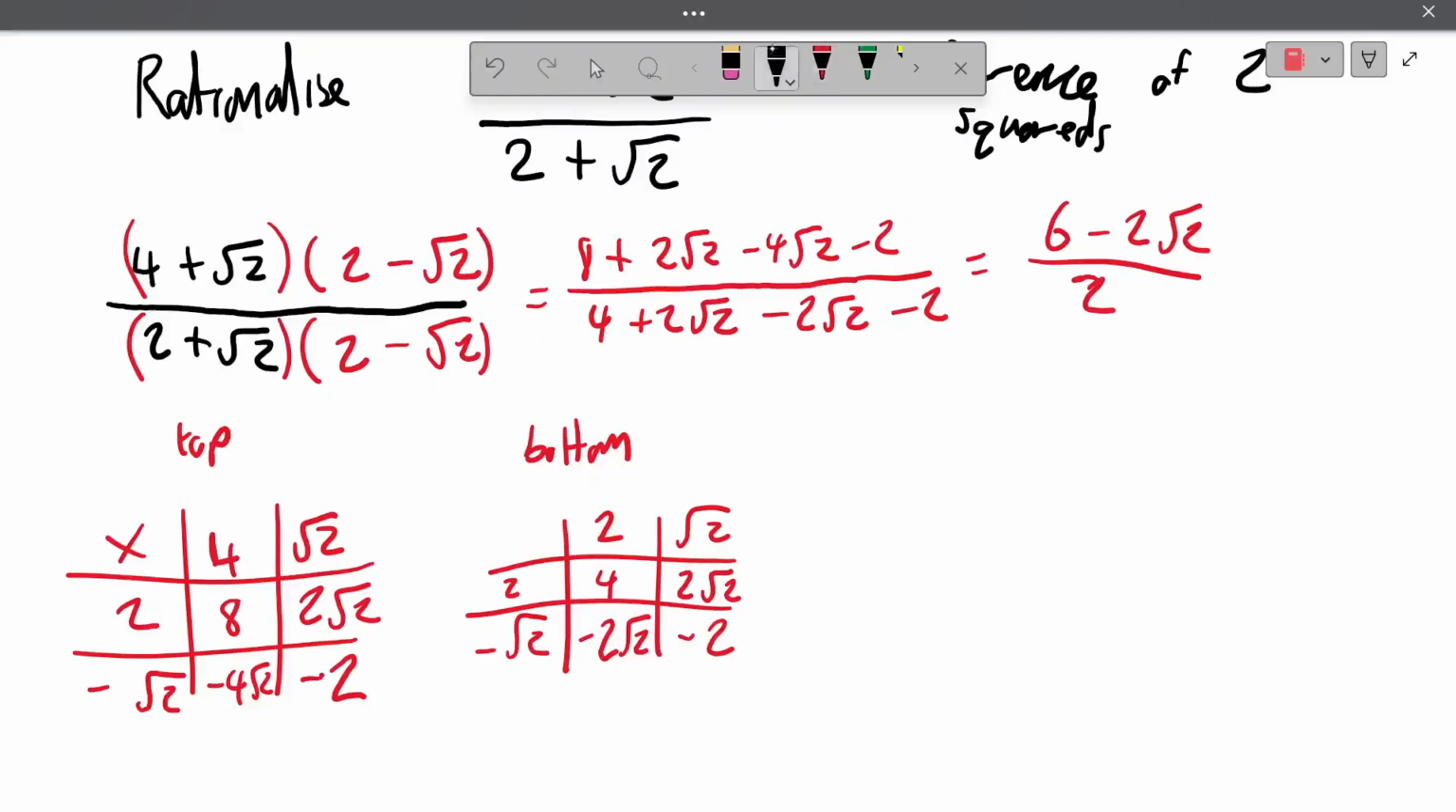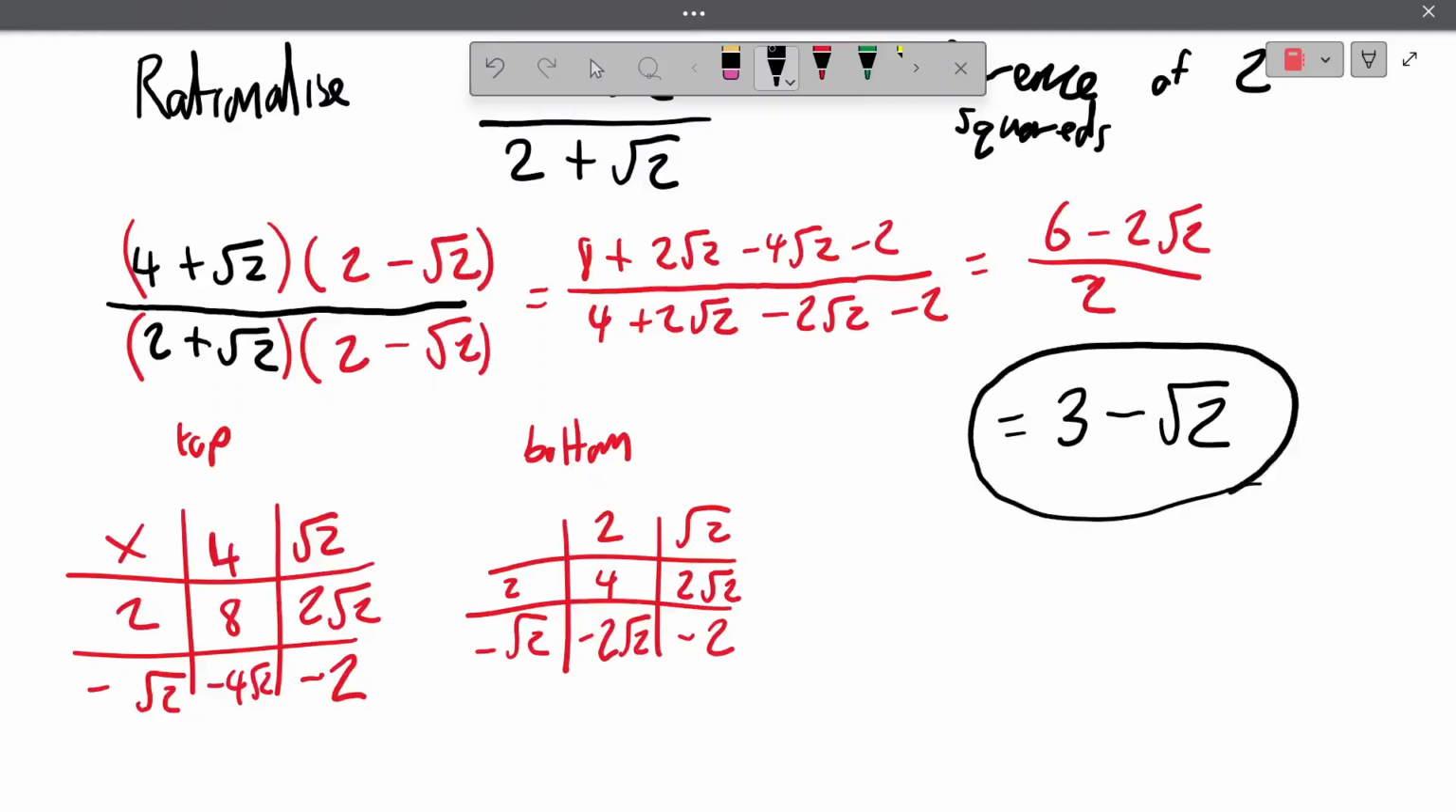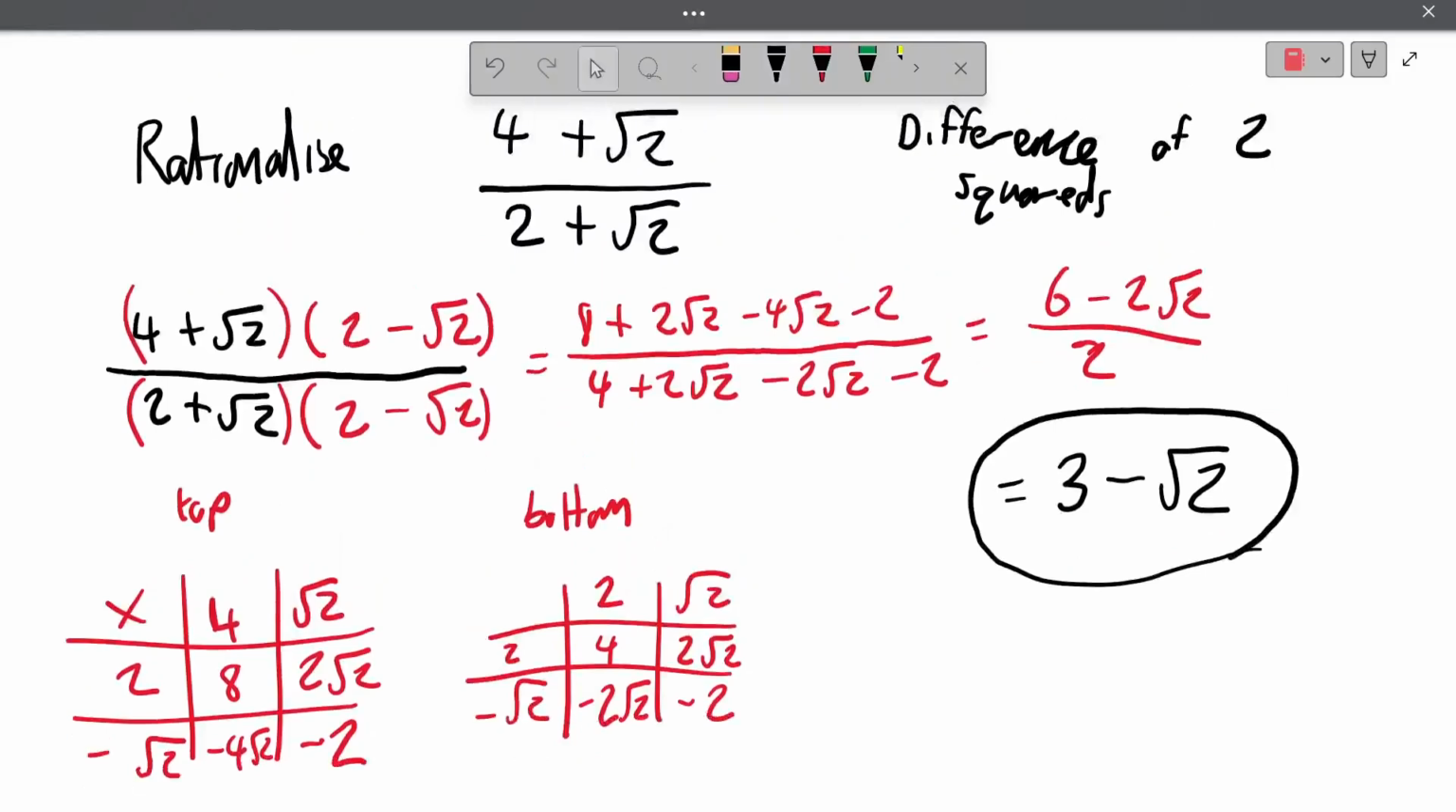However, if we can divide them all by a 2, we simplify it by dividing it out. So 6 divided by 2 is 3, and 2 divided by 2 is 1. So we have 3 minus just root 2, and this here is our answer. So 4 plus root 2 over 2 plus root 2 is the same as 3 minus root 2. So this is then rationalized. We've got rid of that square root at the bottom of the fraction.